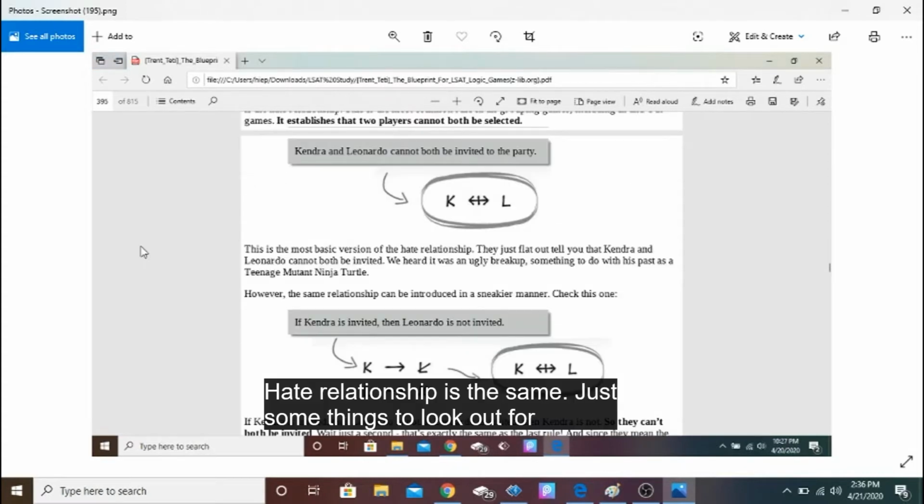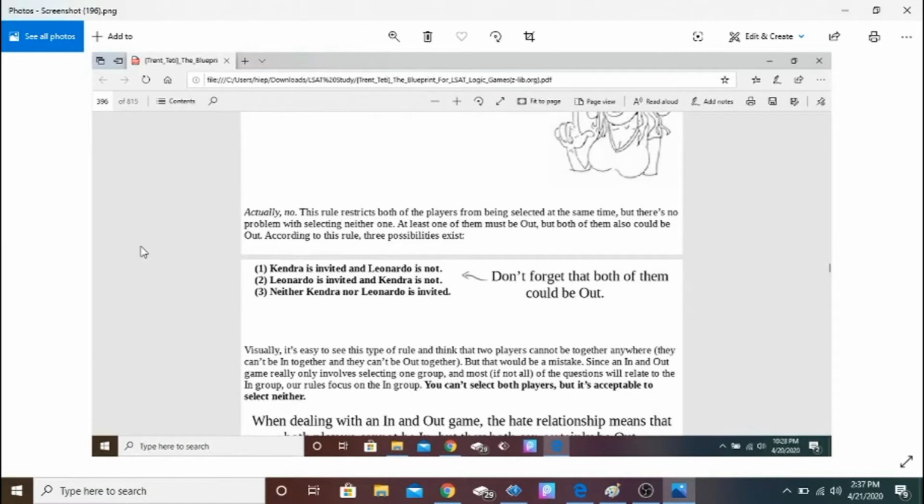So in this is a simple hate relationship that we just went over. It's important to note that both of them could be out as well. It doesn't mean they both have to be invited. Simply either Kendra's invited and Leo's not, Leo's invited and Kendra isn't, or neither of them are invited. They're both in the out group.